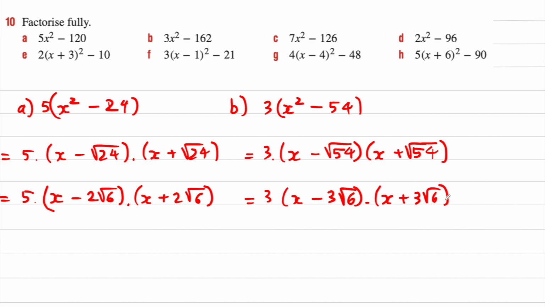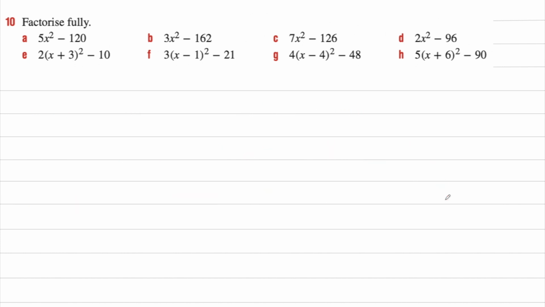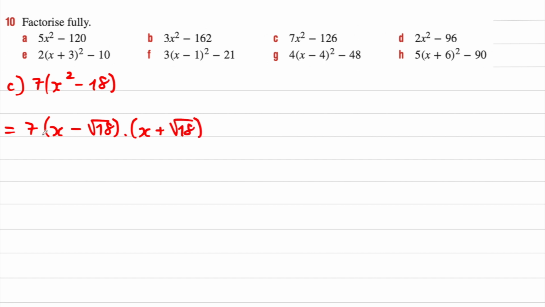That is question B. For the next one, you got C. Take 7 outside. If I divide by 7, I get 18. H minus square root 18, and then h plus square root 18. 18 equals 9 times 2. So I will have the surd form 3 square root 2, and then h plus 3 square root 2.